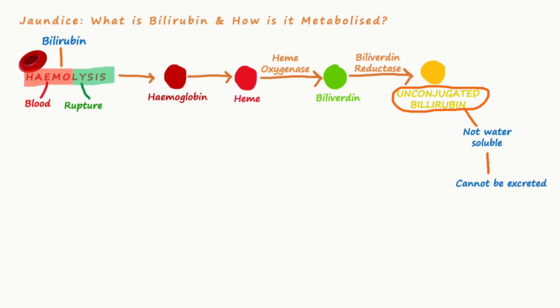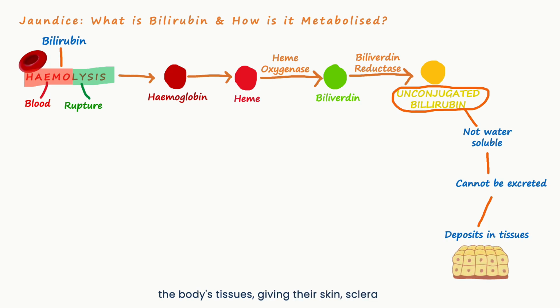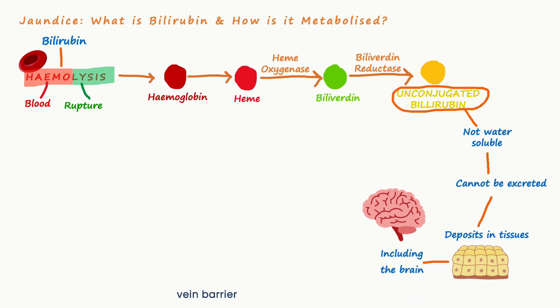body. Therefore, if unconjugated bilirubin is allowed to build up in the blood, it can deposit in the body's tissues, giving their skin, sclera and mucous membranes a yellow tinge. However, unconjugated bilirubin can also cross the blood-brain barrier and deposit in brain tissue.